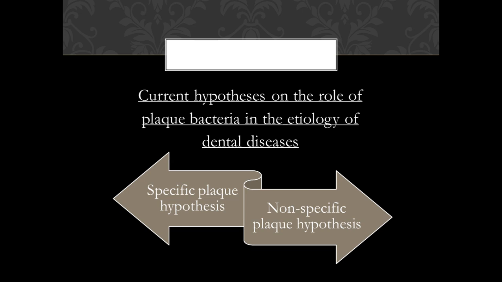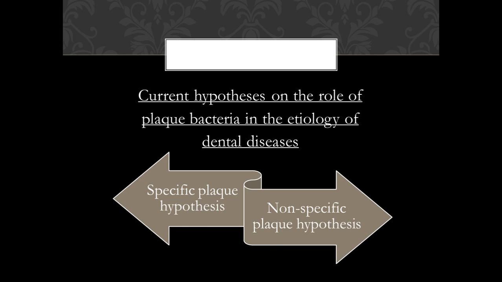The non-specific plaque hypothesis says that the bacteria present in the plaque are actually not specific. Any number of bacteria will be present, and if the number of those bacteria increases, that leads to disease. Whereas the specific plaque hypothesis says that only a specific type of bacteria leads to the formation of either caries, periodontal problems, or any disease, and other bacteria have no role to play in the disease process.